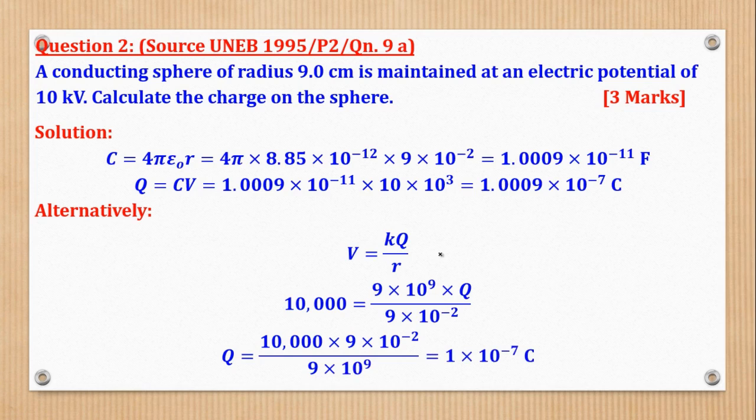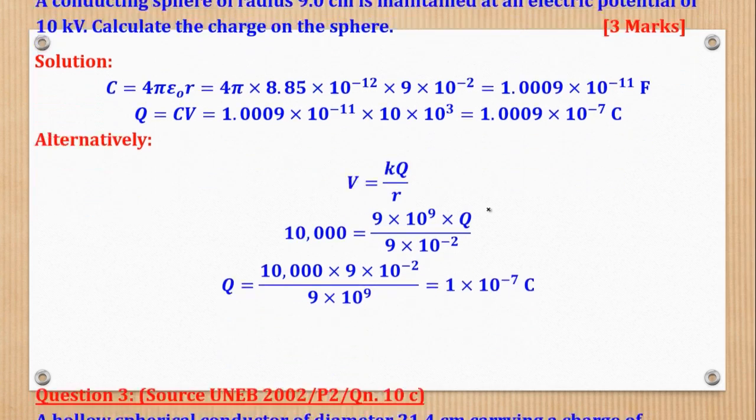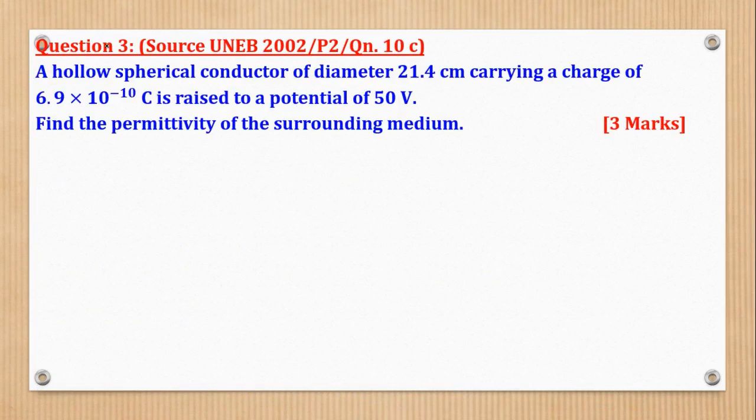So any of the 2 methods is okay. Then question 3 came from UNEB 2002, paper 2, question 10C, and it says, a hollow spherical conductor of diameter 21.4 centimeters carrying a charge of this is raised to a potential of this. Find the permittivity of the surrounding medium.